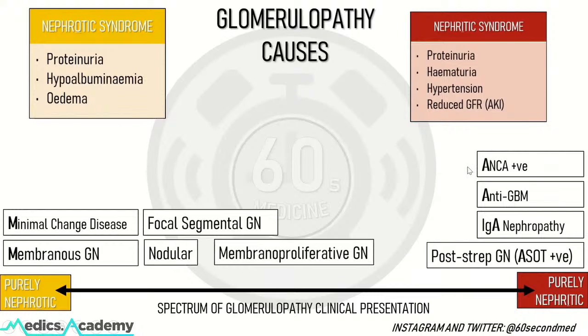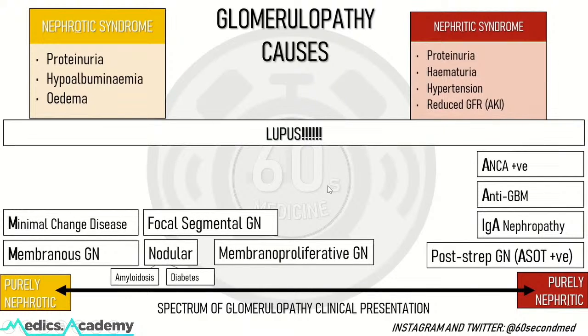Diseases that cause the mixed picture include focal segmental glomerulosclerosis, nodular nephropathies, which include amyloidosis and diabetes, and membranoproliferative glomerulonephritis, which classically is right in the center of both syndromes and includes all features of both syndromes. And finally, don't forget lupus, which can present as any type of glomerulopathy, so as a purely nephrotic, purely nephritic, or as a mixed picture as well. So that concludes a quick presentation.